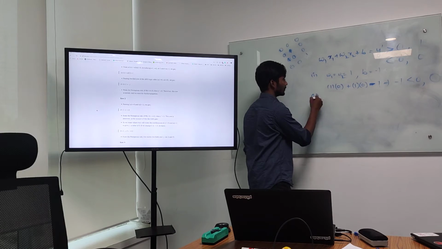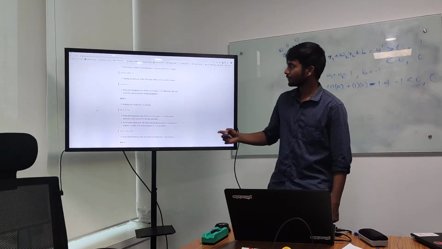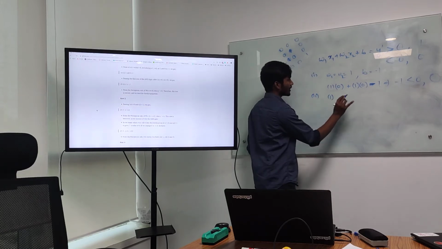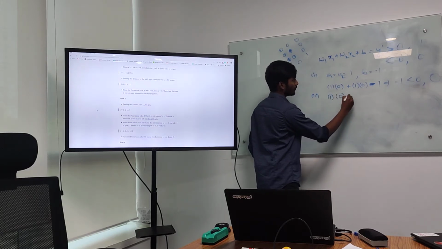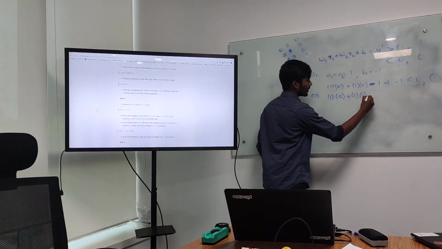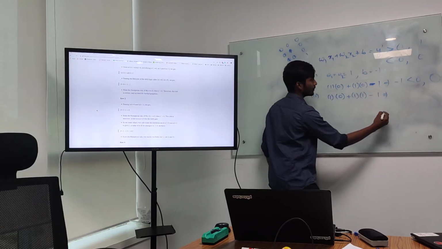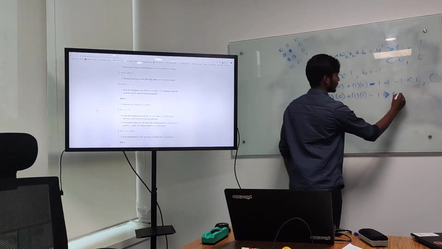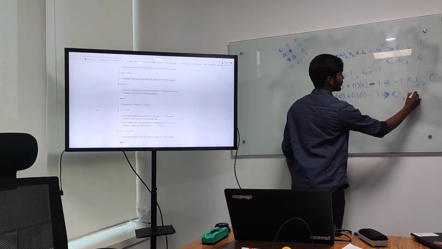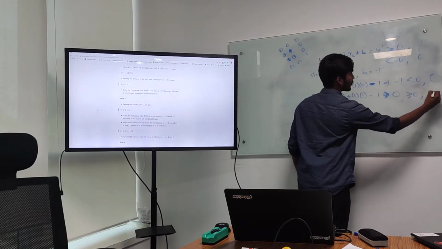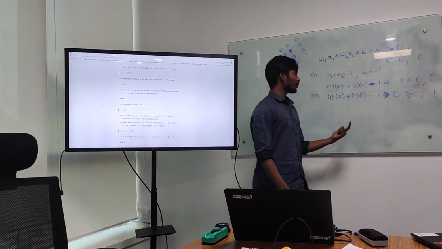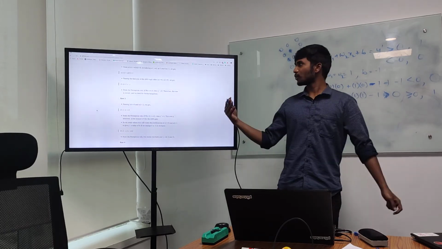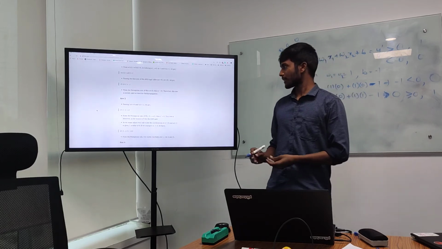The second row was actually 0 and 1. So weights did not change. So 1 into 0, plus weight was 1 into 1, minus 1 is equal to 0, which is greater than or equal to 0, right? Hence my output is 1. But actually my output should have been a 0, right? These are not matching, which means I have to do some correction to the weights and biases.